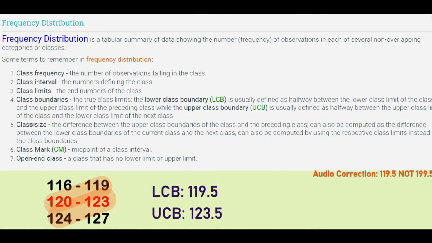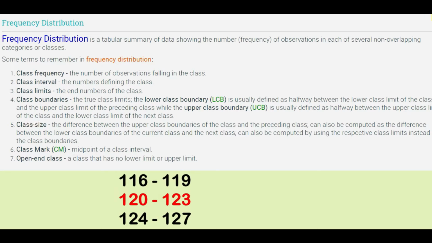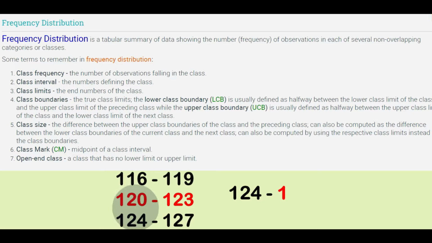Further we have class size. This is the difference between the upper class boundaries of a particular class and its preceding class. This can also be computed as the difference between the lower class boundaries of the current class and of the next class. But the simplest way to compute this is to look at the difference of the respective class limits instead of the class boundaries. So again we solve the class size of 120 to 123. This is simply 124 minus 120, which is equal to 4.